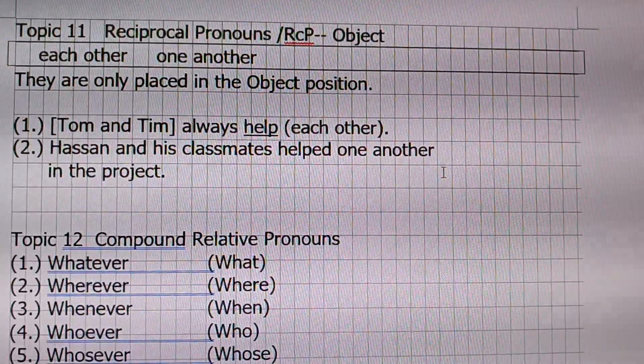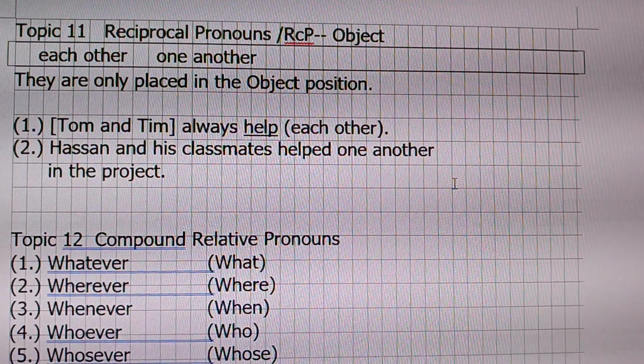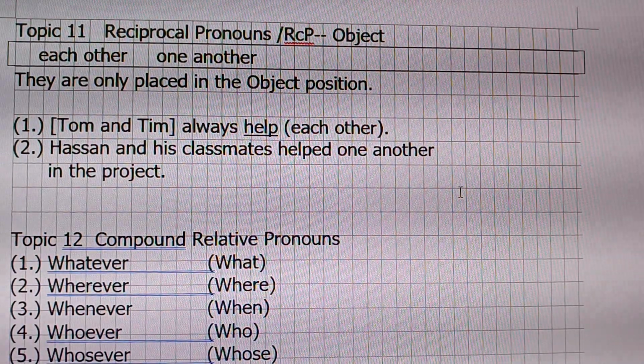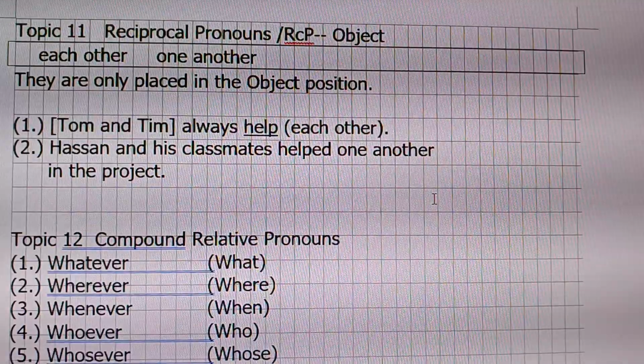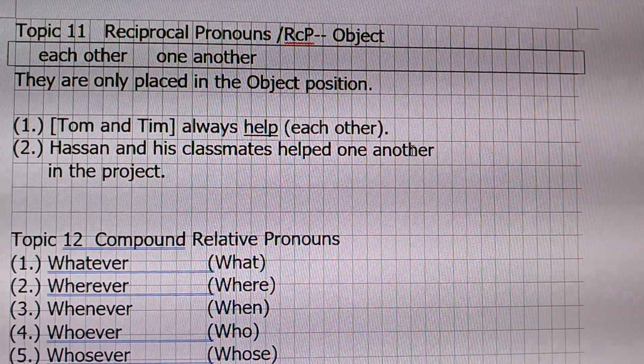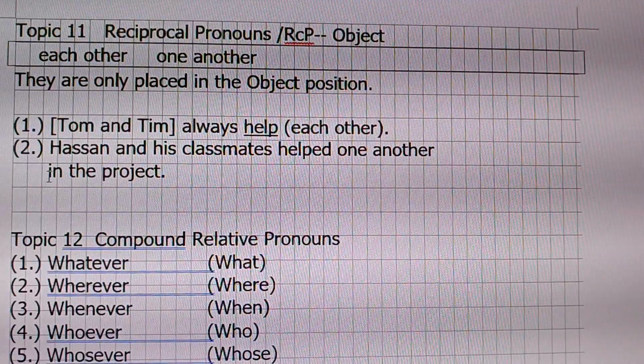Okay, now let's go to topic 11, reciprocal pronouns. Alright, they are only placed in the object position. They cannot be used in the subject position. Tom and Tim always help each other. Hassan and his classmates help one another in the project.